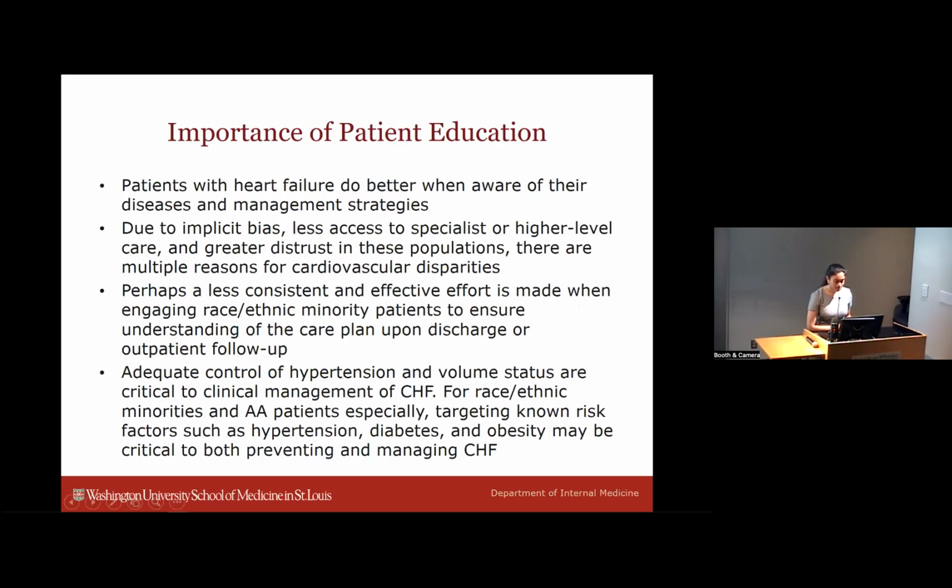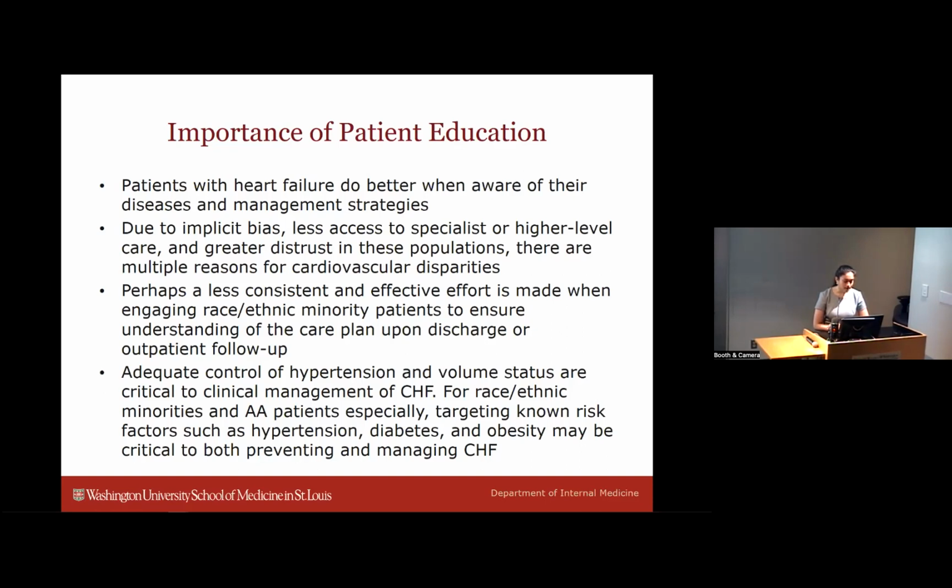To further dive into the topic of patient education, patients with heart failure do better when aware of their disease process and self-management strategies. Due to implicit bias, less access to specialists or higher level care, and greater distrust in these populations, there are multiple reasons for cardiovascular racial disparities. Perhaps a less consistent and effective effort is made when engaging racial and ethnic minority patients to ensure understanding of the care plan upon discharge or outpatient follow-up.